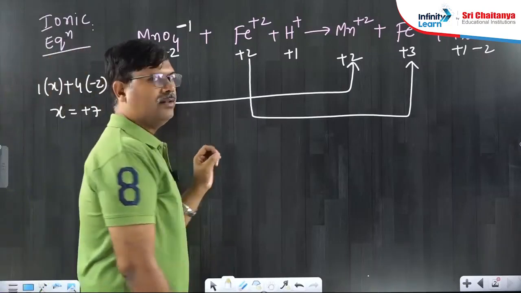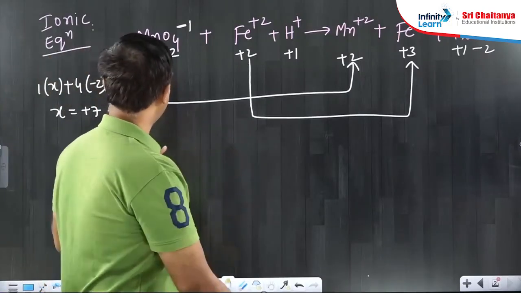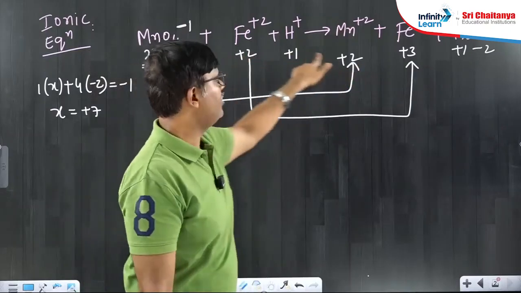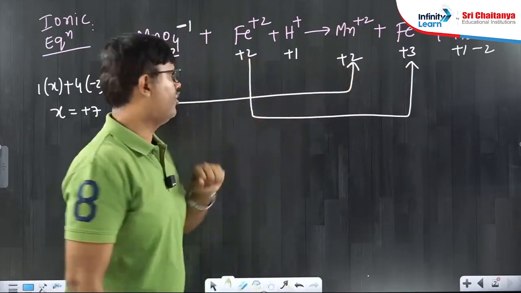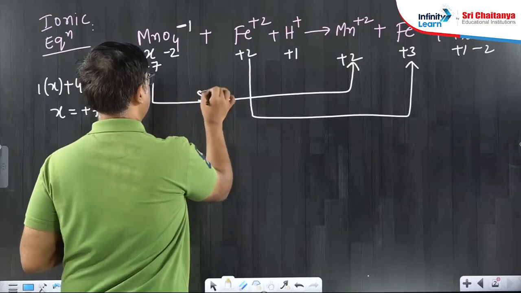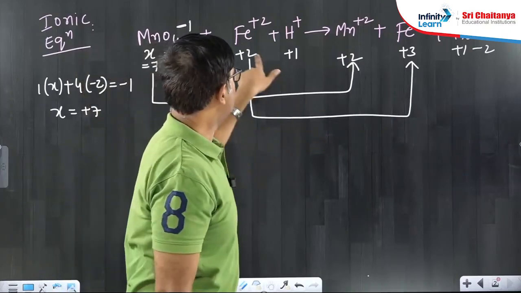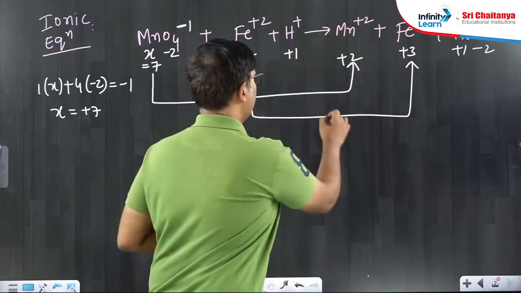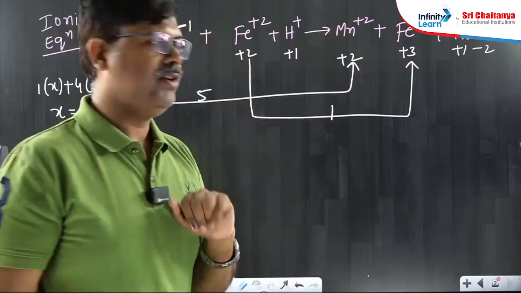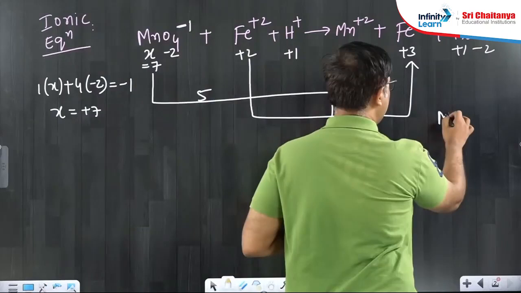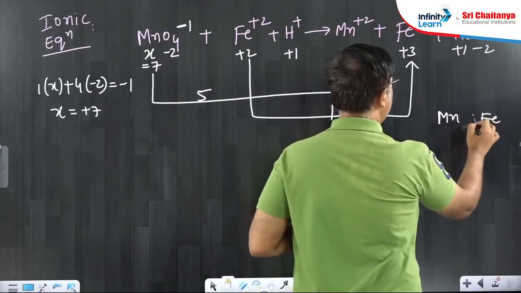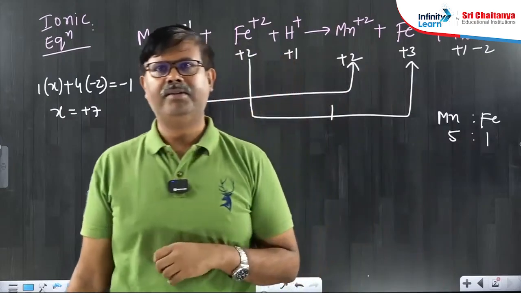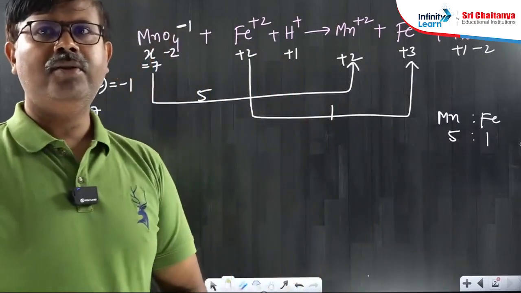Next is find the total change. Total change here is 7 minus 2, which is 5. So total change here is 5. Here the total change is 2 to 3. Positive change is 3 minus 2, which is 1. So the ratio is 5:1, manganese to iron. That is already the simplest ratio.